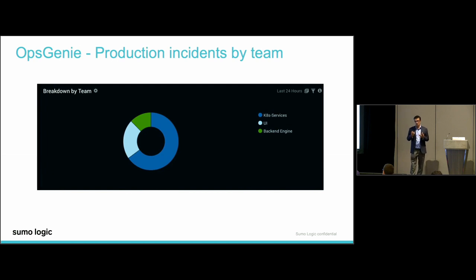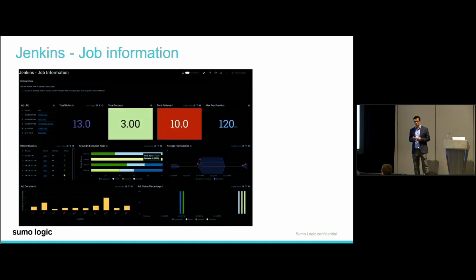Okay. This is a panel from our Ops Genie dashboard. So this is basically monitoring all the production incidents that have happened and identifying the teams that are associated with those production incidents. So you can see here right away that this blue team, which is the Kubernetes services team, has the most number of production incidents. So the important thing is to give them additional resources or training to make sure these incidents don't happen again. Okay. So this is our Jenkins dashboard, gives you an overview of all the builds associated with a particular job. So you can see run durations, test failures, number of builds run with a job.